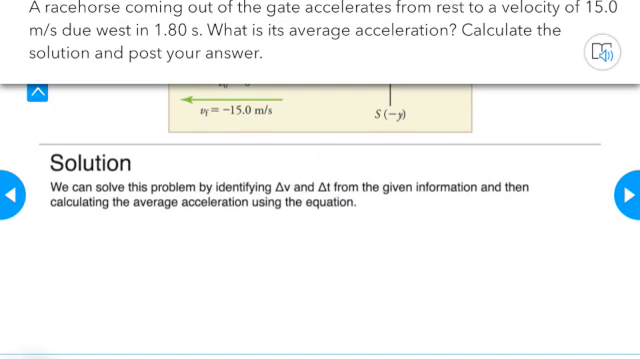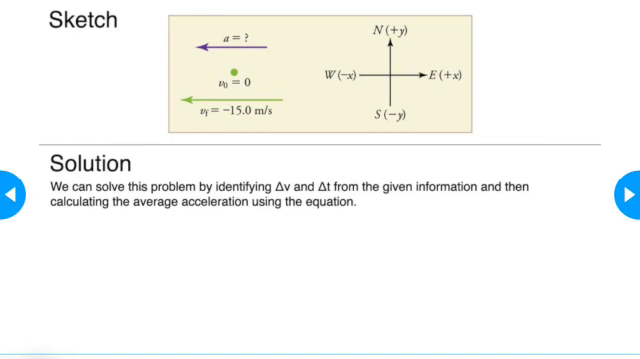So for this example here, we have a racehorse coming out of the gate, accelerates to a velocity of 15 meters per second due west. So west is to the left, so it's negative. You can see in the picture here, we have an arrow pointing to the left for the velocity, and it's negative. We want to find the acceleration of the horse moving also to the left. Hopefully the horse is getting faster. So that means we're looking for a negative acceleration here, even though it is getting faster, it's speeding up.